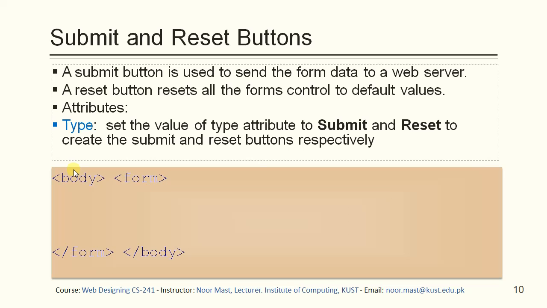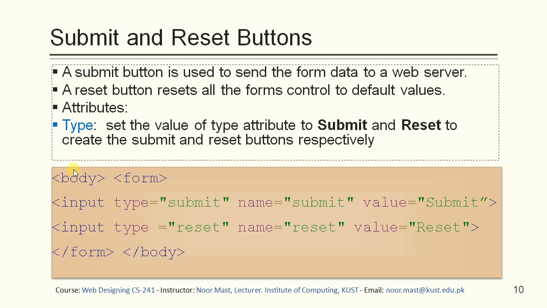Look at the following code. This code shows how to create the submit and reset buttons. The first input control is used to create the submit button; here the value of the type attribute is submit, while the second input control shows how to create the reset button, and here the value of the type attribute is reset.